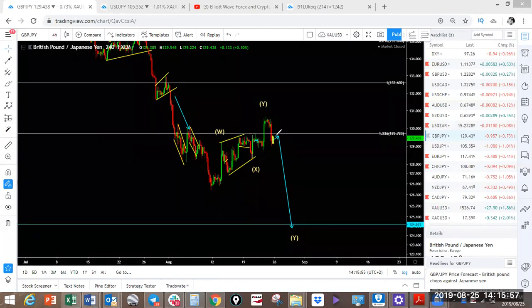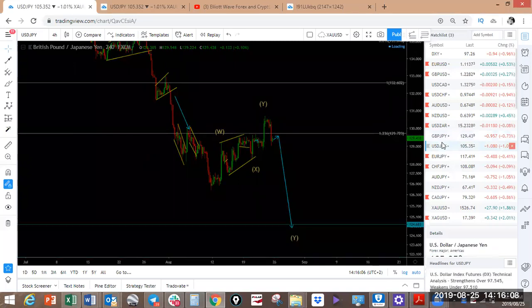Now, what do we wait for? You look for this to correct in the next coming sessions. You don't rush it. You don't just go sell, because they might as well just push it high again, and then we'll have to reanalyze the structure. That's pound yen. Pound US dollar, sorry, US dollar JPY.